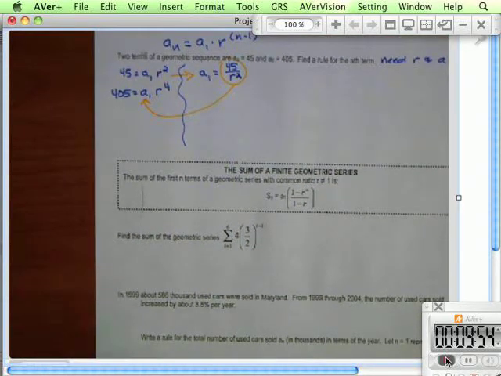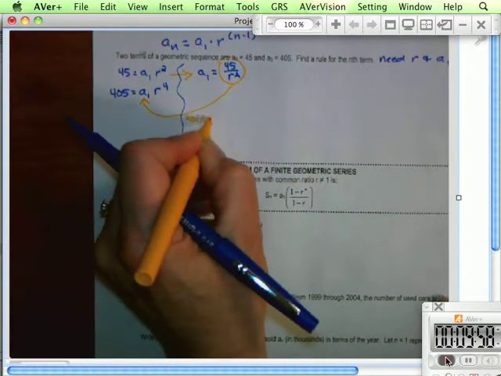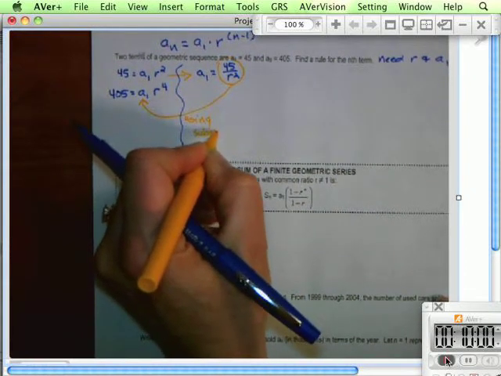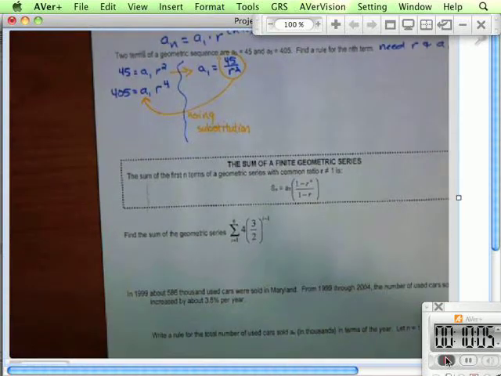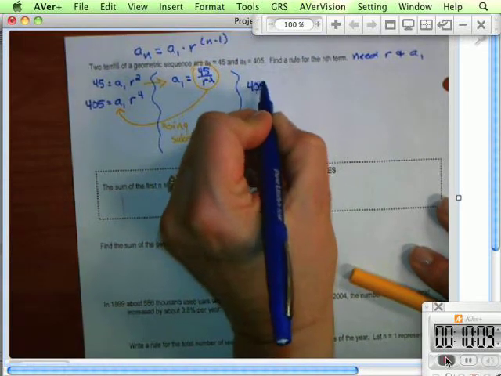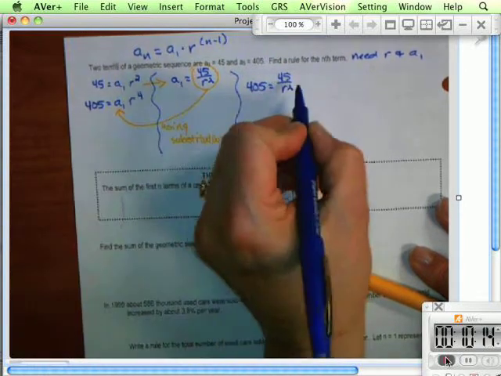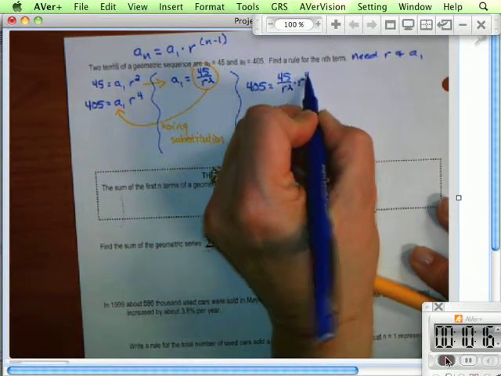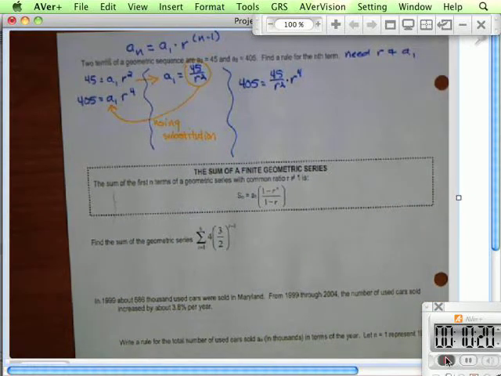Let's just write this down. I'm going to say using substitution. So I'm going to rewrite that over here. It's going to look like this. 405 equals 45 over r squared times r to the fourth. Oh, look at that. Now we can figure out what r is. Isn't that cool?